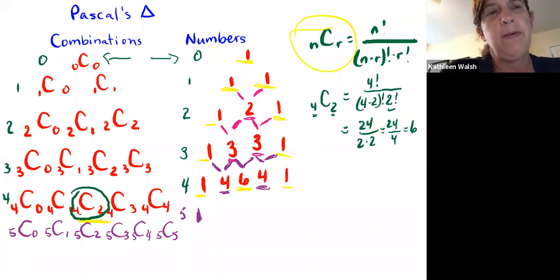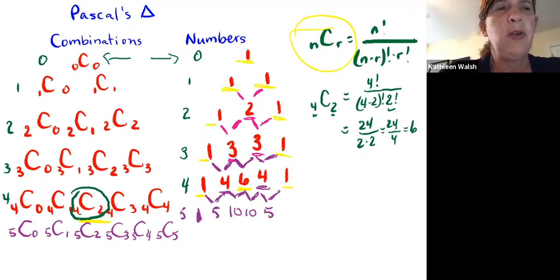What's 1 plus 4? 5. What's 4 plus 6? 10. What's 6 plus 4? 10. What's 4 plus 1? 5. And what does the row end with? A 1. So those are the values for row 5. Can you see what the values would be for row 6?